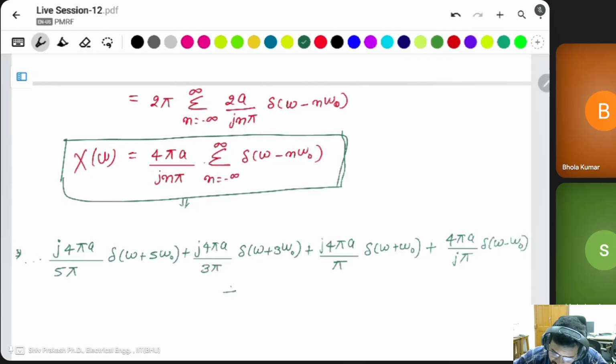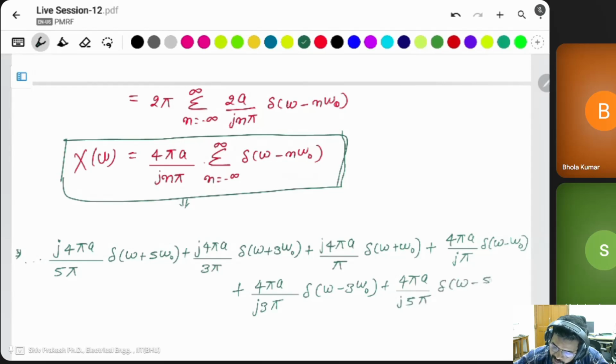plus 4 pi A divided by j 3 pi delta(omega minus 3 omega naught), plus 4 pi A divided by j 5 pi delta(omega minus 5 omega naught).